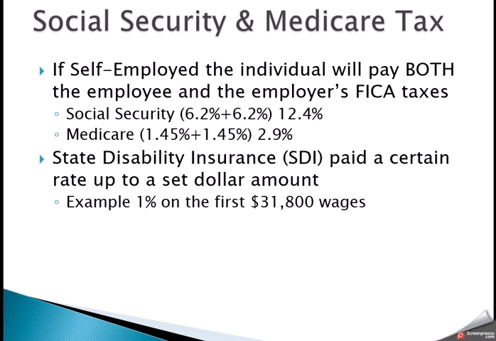Companies also have to pay into workers' comp type programs, which is like the state disability insurance. And that might be a certain percentage. This textbook likes to use 1% of the first $31,800 in wages. Again, that could change. That's just an example. That could change depending on the state and depending on the person. So just read those carefully to see what's coming out. Okay, so that is our payroll chapter.